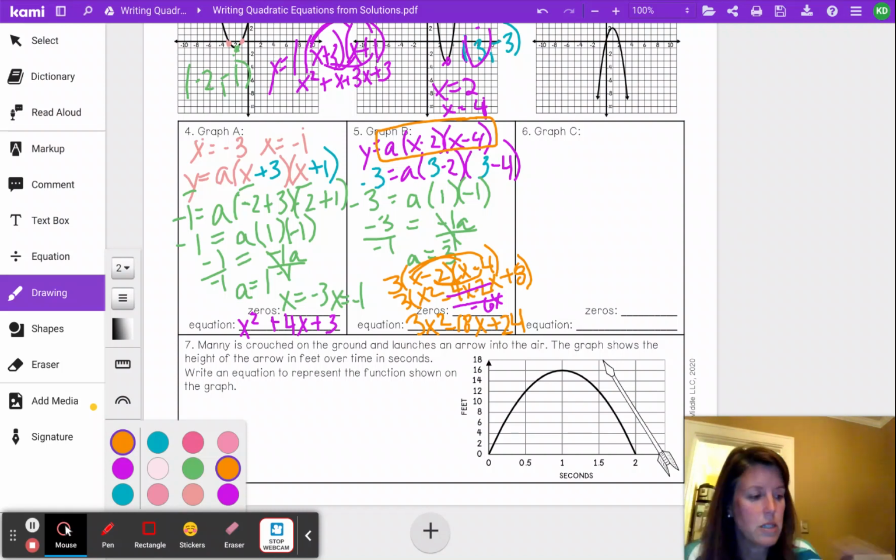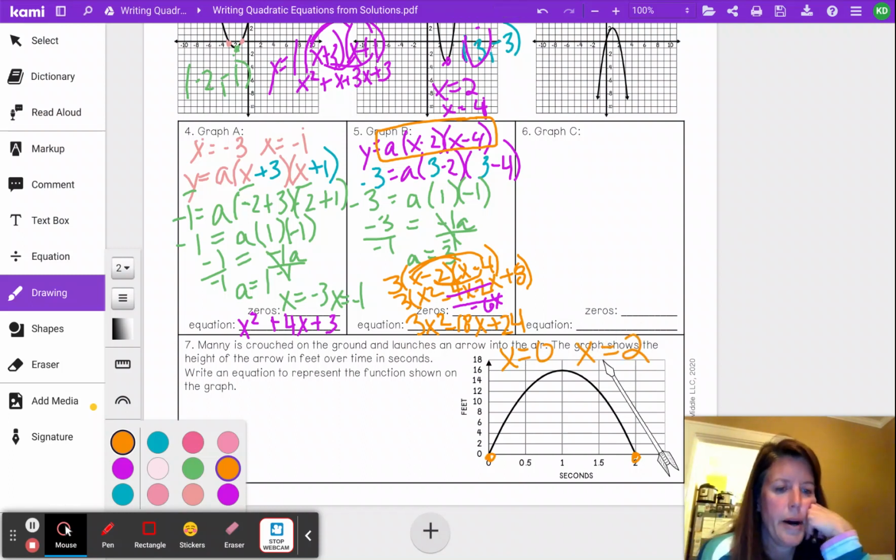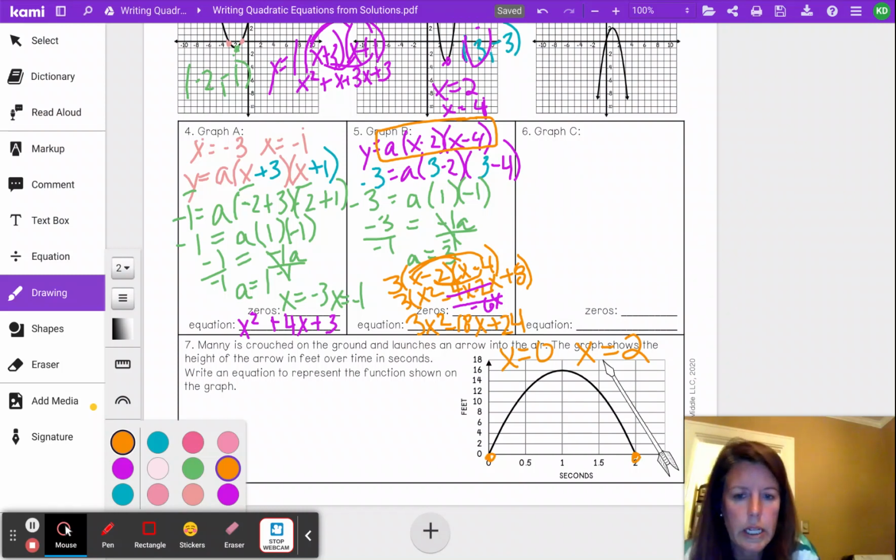So the very first step is to find your zeros. We get a 0 at 0, and then we have a 0 at 2. So your zeros are x equals 0 and x equals 2. Okay, so we found our zeros. Let's go ahead and write it in that equation.